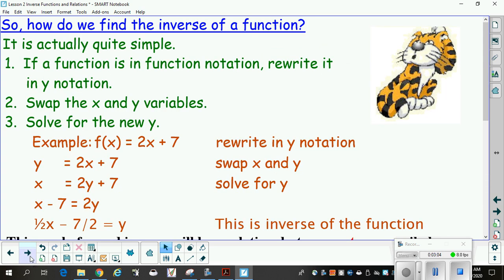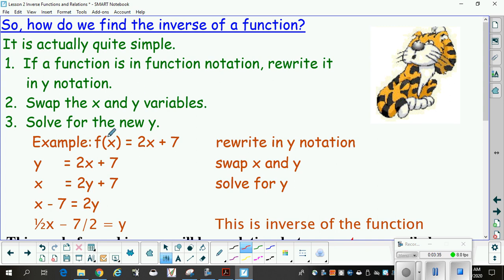Now, that's all well and good, mumbo jumbo. How do we actually find the inverse of a function when we're given a function? Well, it's actually quite simple. If a function is in function notation, simply rewrite it in y notation. Then swap the x and the y variables, make all the x's y's, all the y's x's, and solve for the new y. You can then rewrite it in inverse function notation.